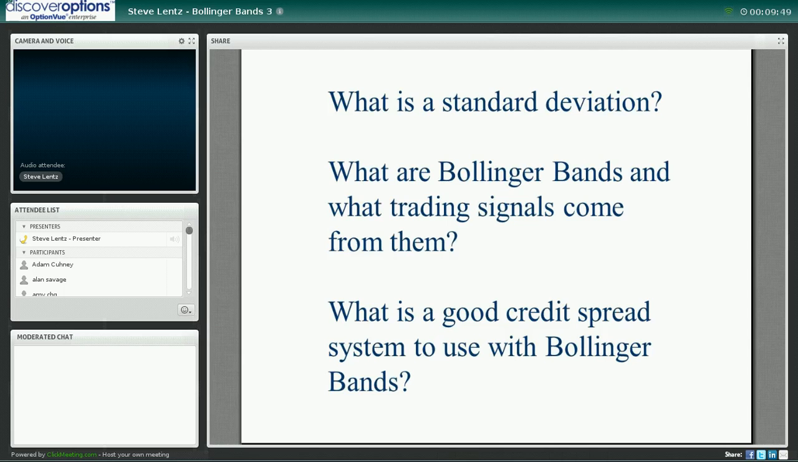So forgive me there. All right, number 2, what are Bollinger Bands and what trading signals can come from them? We'll answer that question. And then what is a good credit spread system to use with Bollinger Bands? We're going to explore that. We're going to go through all 3 of these in a kind of progression, and I hope you benefit from this somehow.